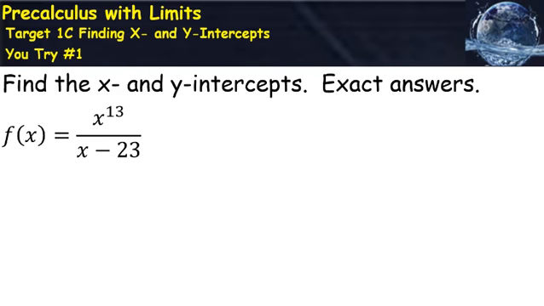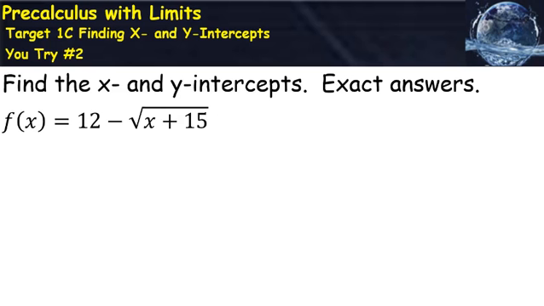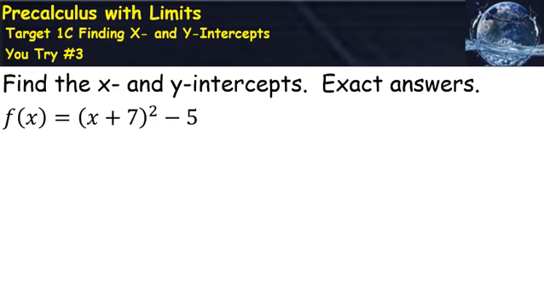So here's the first problem. You have to find the x and y intercepts for this problem. You can pause and do it, or you can just watch them all and write them down and then do them. It's up to you. Okay, number 2 is this one. Find the x and y intercepts. And again, number 3, find the x and y intercepts. All right, good luck.